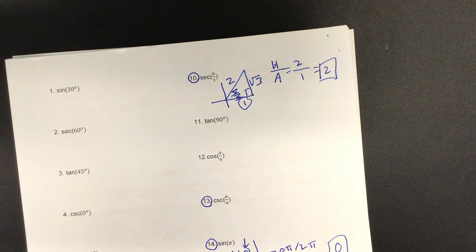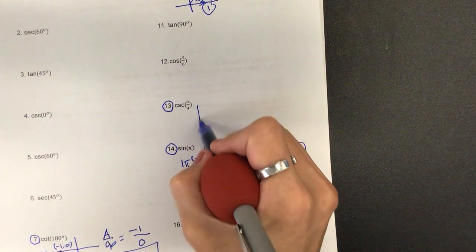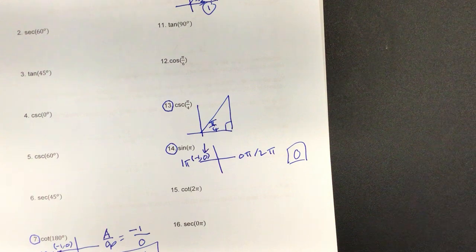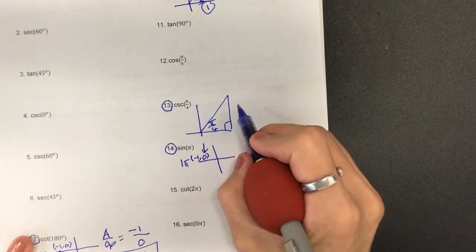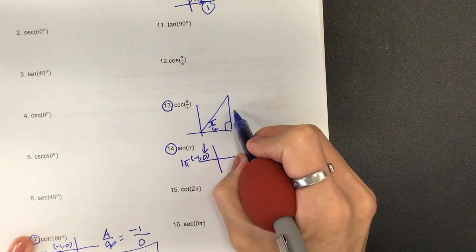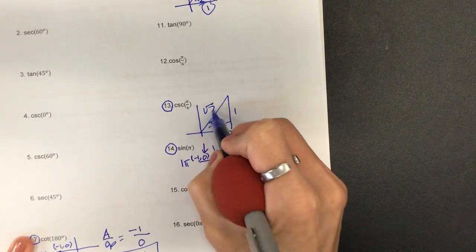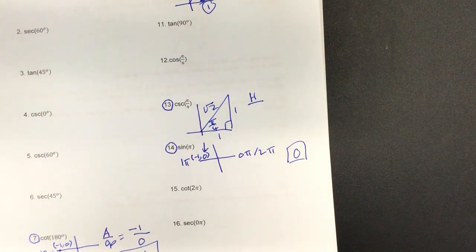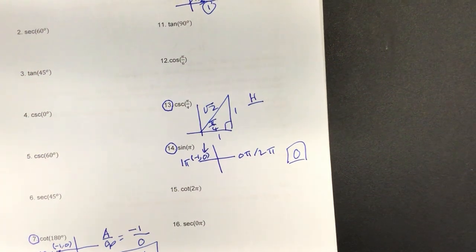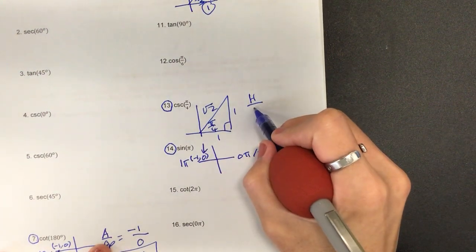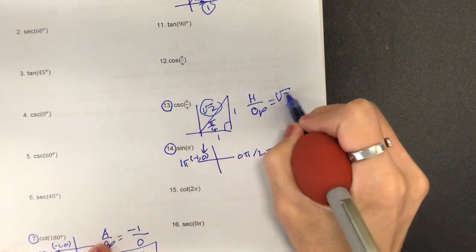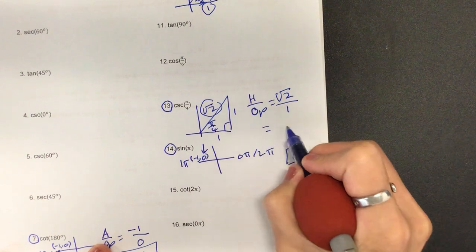Okay, now let's go to number 13. Cosecant at pi over 4. Let's draw our pi over 4. Okay, Dylan, pi over 4 is how many degrees in degree mode? 45. So it'd be 1, 1, root 2. And cosecant is hypotenuse over what? What's the ratio? Hypotenuse over what on the cosecant? Over opposite. So we know our hypotenuse is root 2 and our opposite is 1, so that's simply radical 2.